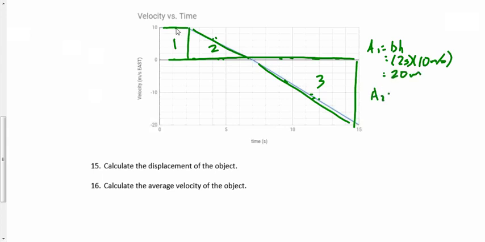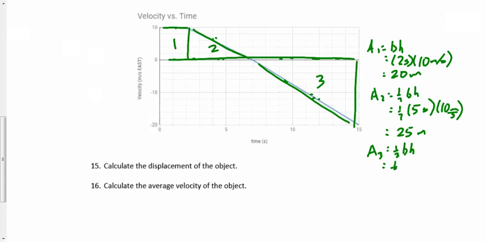Area 2 is 1/2 base times height because it's a triangle. The base goes from 2 to 7, so the base is 5. The height is 10 again. 1/2 of 5 times 10 is 25 meters. And then area 3, that's 1/2 base times height as well because it's a triangle. The base goes from 7 to 15, so it's going to be 8. And the height goes from 0 to, what is it, CJ? Negative 20. So that's going to give me an area of, what is that, negative 80?